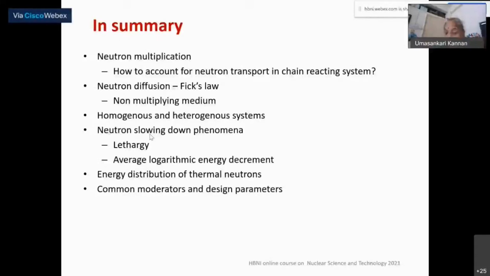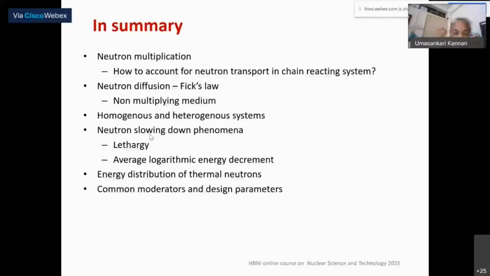So in summary, what we have seen today is how neutrons multiply in a chain reacting system. So we have derived the four-factor formula. We have also seen how to account for the neutron transport in a chain reacting system. And we saw about neutron diffusion. Then we saw that the law governing neutron diffusion is Fick's law, as applied to gases and liquids. We first saw a non-multiplying medium. Then we derived what is current and what is flux.